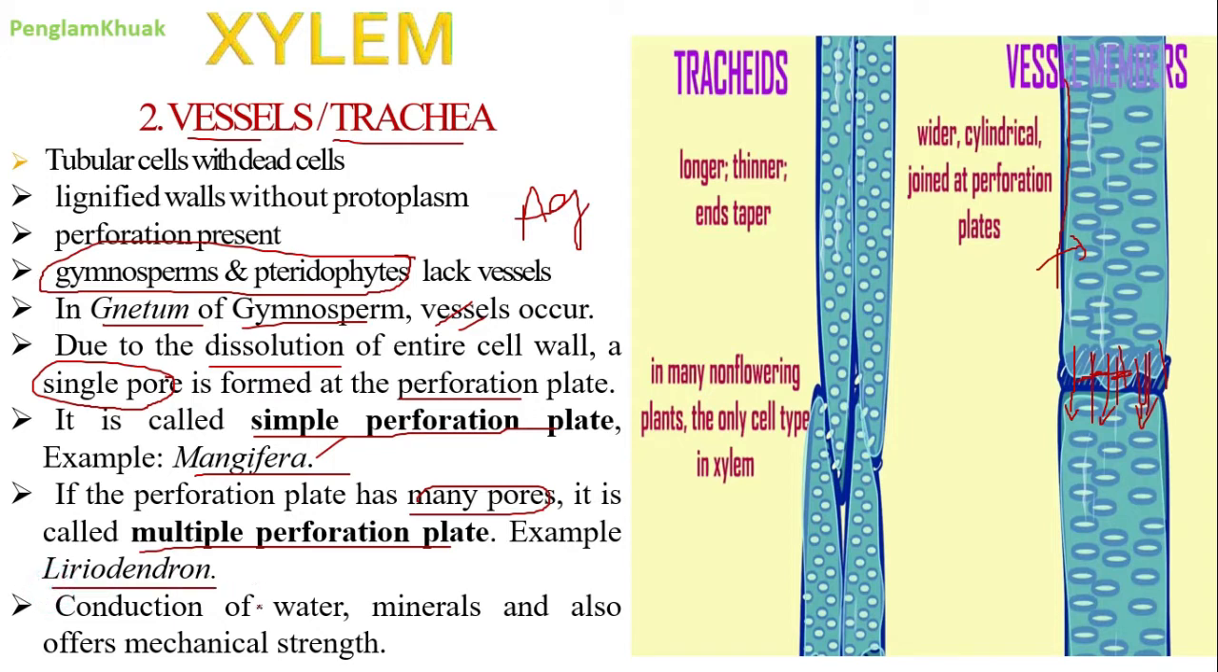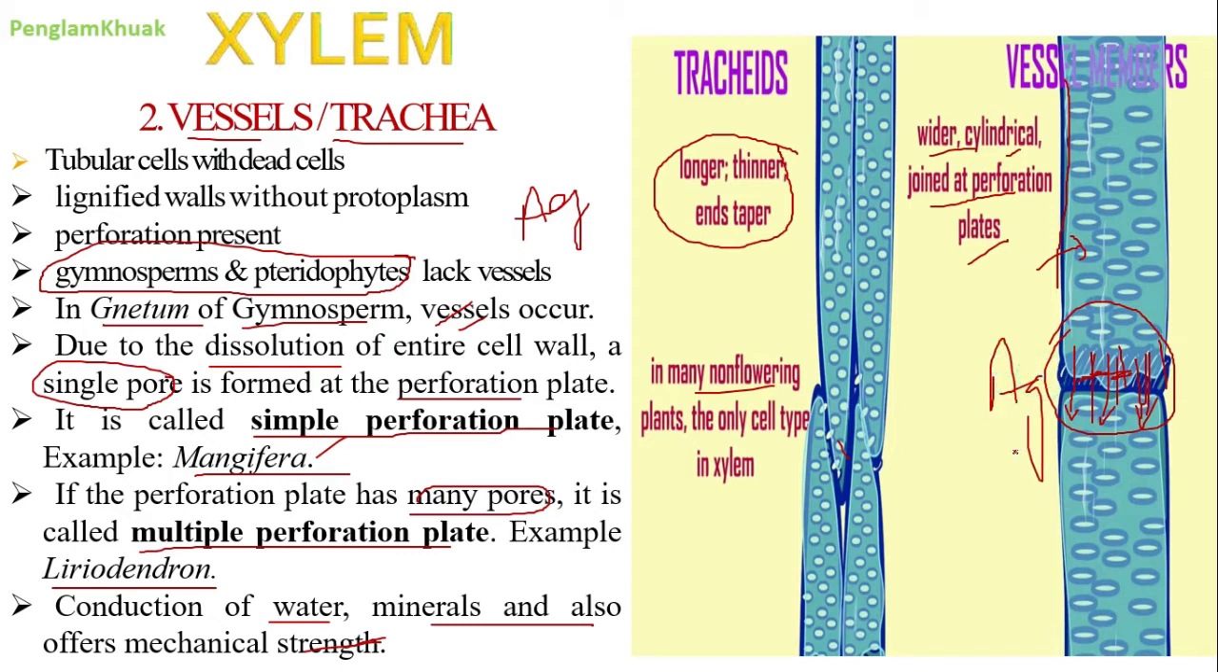Another important function is conduction of water and minerals, and they also offer mechanical strength so that the plant will stay upright. The difference is that tracheids are longer and thinner with tapering ends, whereas vessels are wider, cylindrical structures that join at the perforation plate. Here they join at the perforation plate, but tracheids never join. Instead, they remain parallel. Tracheids mostly occur in non-flowering plants like gymnosperms and Gnetum, while vessels occur in angiospermic plants, that is flowering plants.